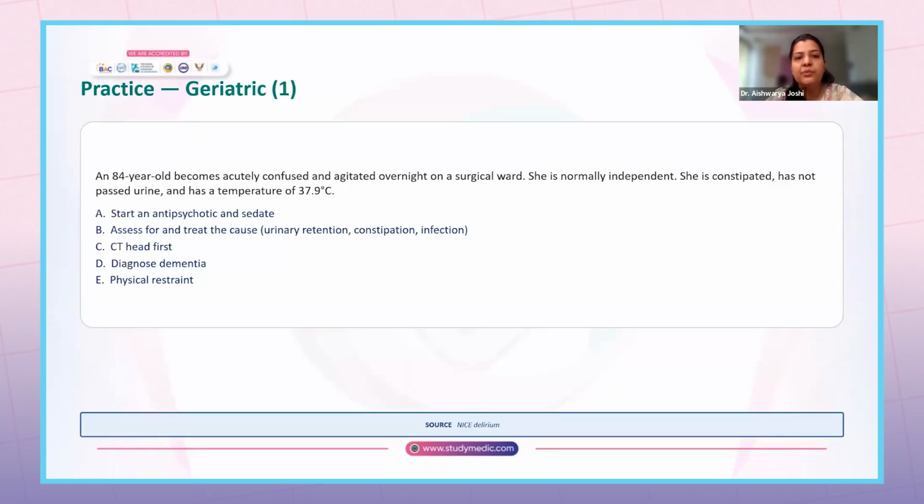An 84-year-old becomes acutely confused and agitated overnight on a surgical ward. She is normally independent, she is constipated, has not passed urine, has a temperature of 37.9 degrees Celsius. How do you treat the patient?